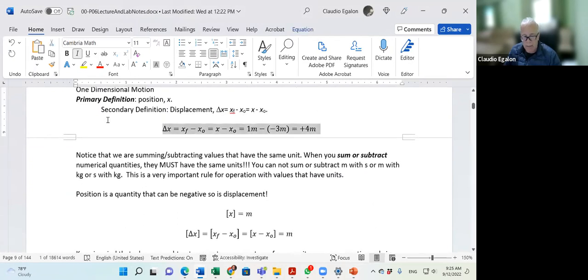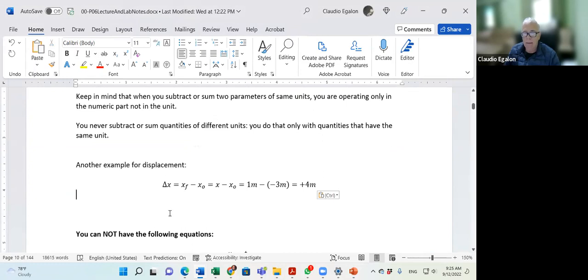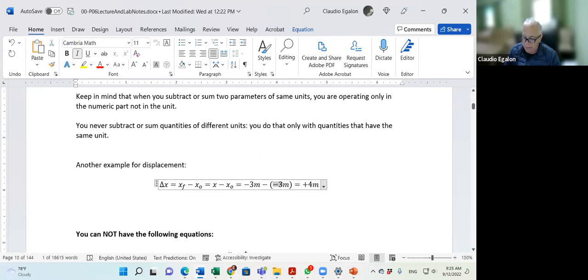I'm going to copy that. XF minus X naught. In this case, XF is going to be, hey, wait a minute. Did I do it right? Yeah, that's right. Minus 3 meters. And X naught is going to be, I'm going to emphasize, plus 1 meter. And when we do that, now we get a negative displacement.